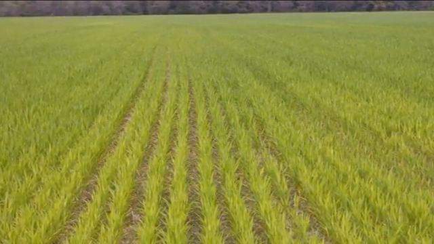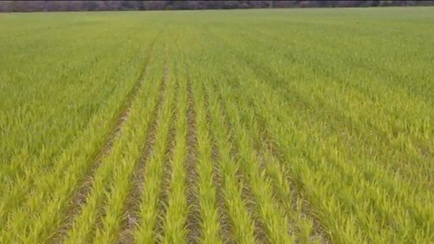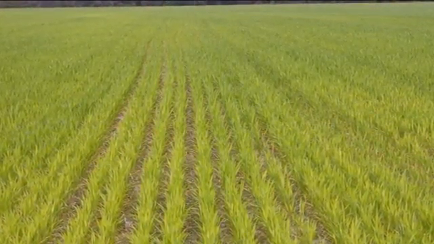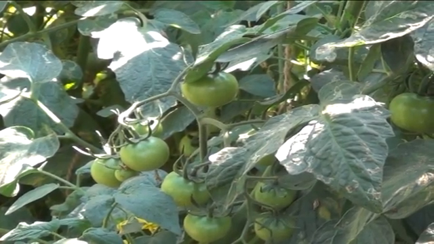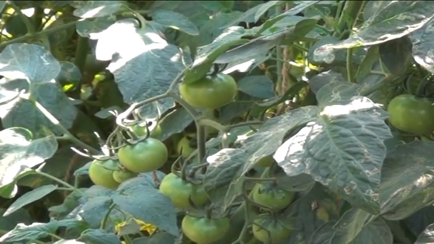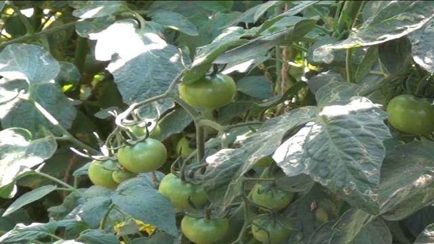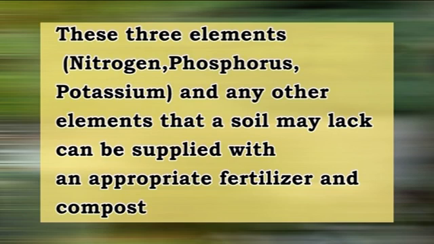Most soils do not contain enough nitrogen for optimum plant growth. Vegetables and other shallow rooted plants also usually grow better with additional phosphorus and sometimes potassium. These three elements and any other elements that soil may lack can be supplied with an appropriate fertilizer and compost.